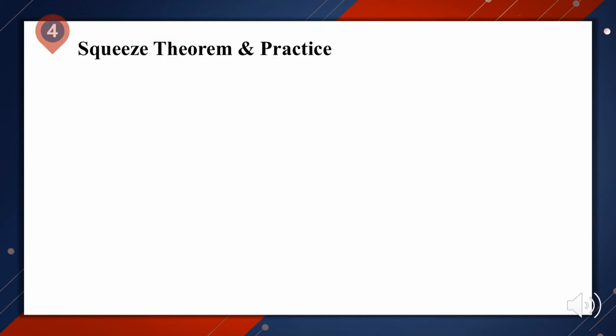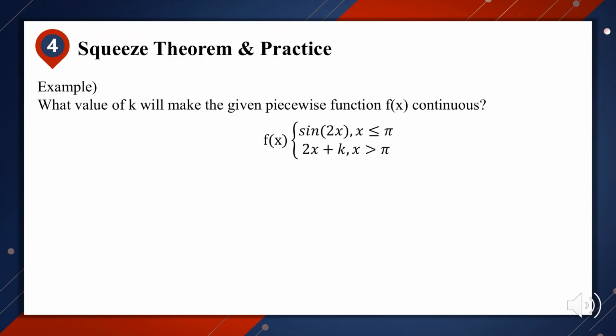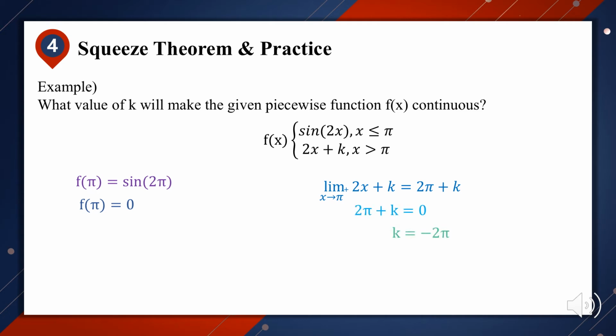Okay, let's look at an example. What value of k will make the given piecewise function f of x continuous? Firstly, we set them equal. So, f of pi equals sine of 2 pi, then f of pi equals 0. And we put the limit as x approaches pi of 2x plus k, which equals 2 pi plus k. 2 pi plus k equals 0, then k equals negative 2 pi.